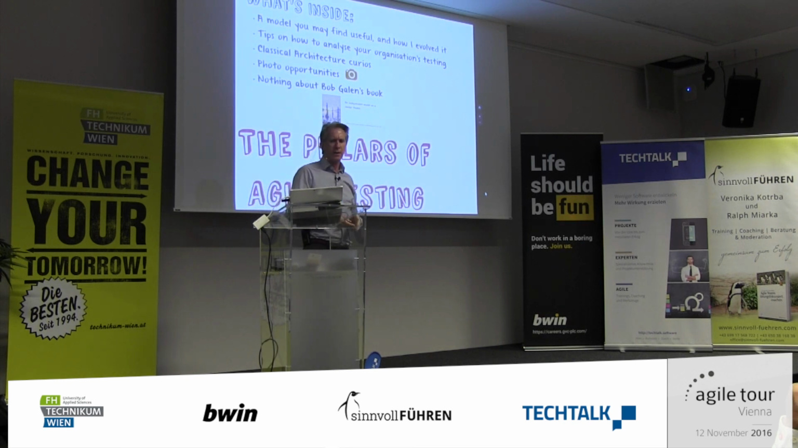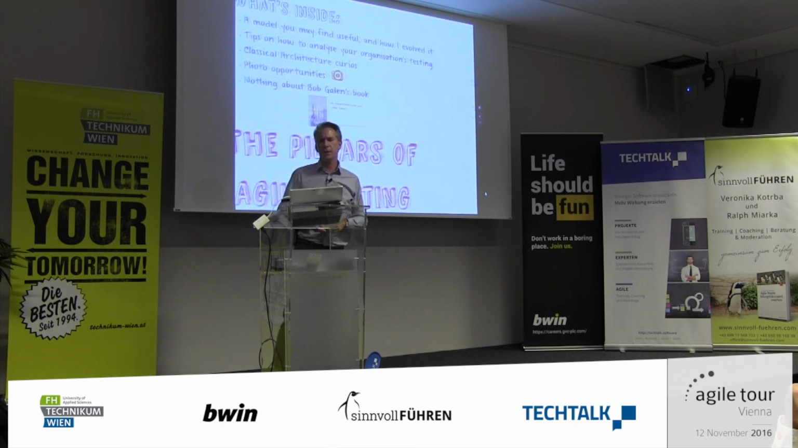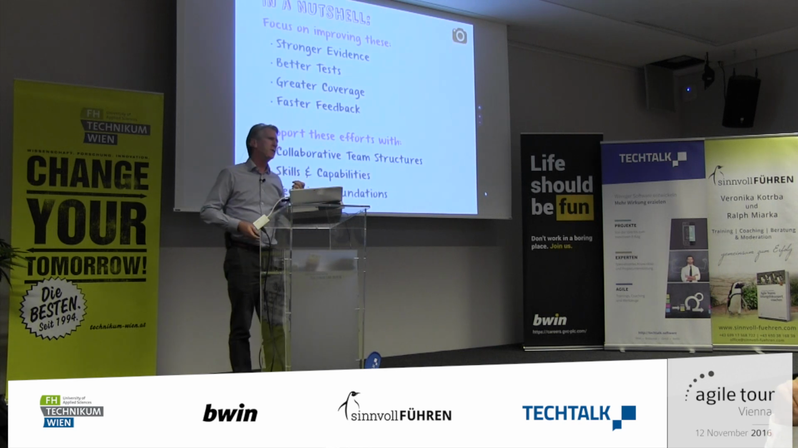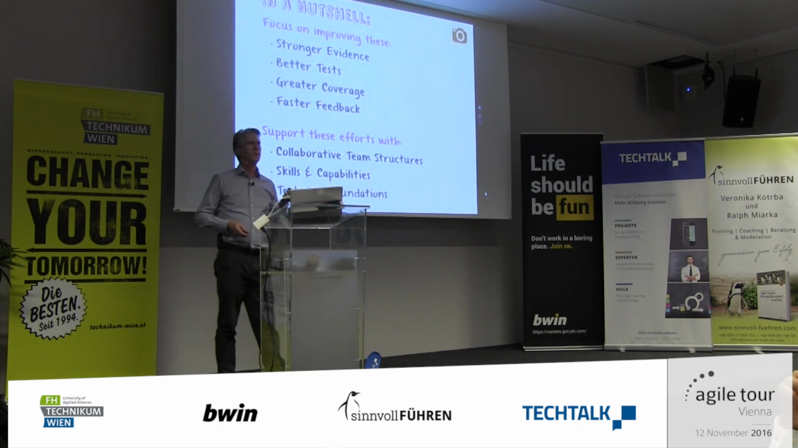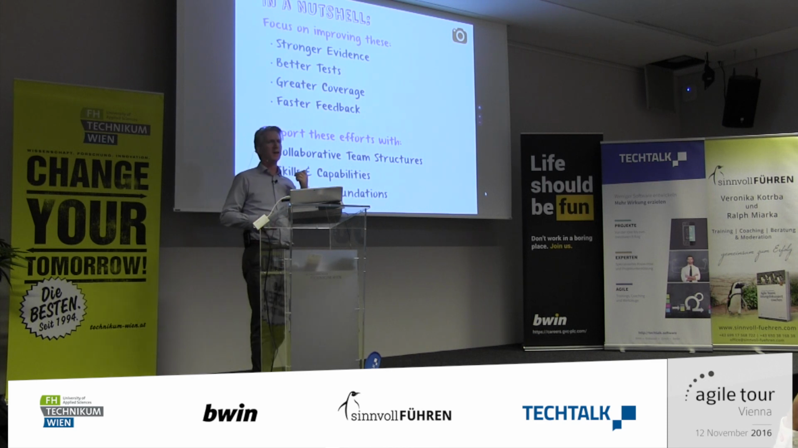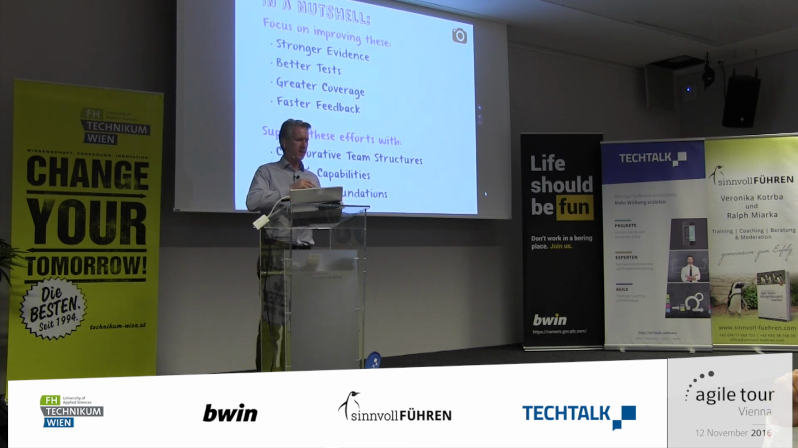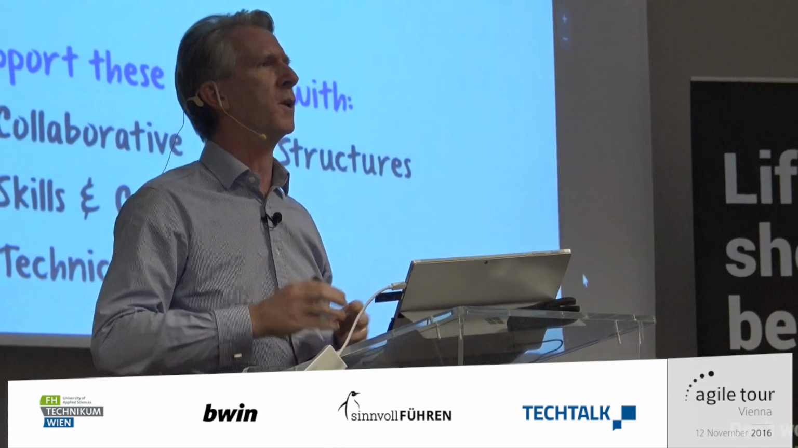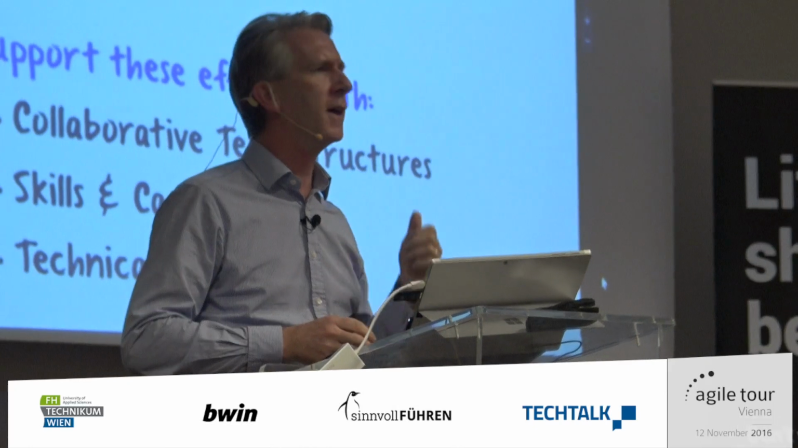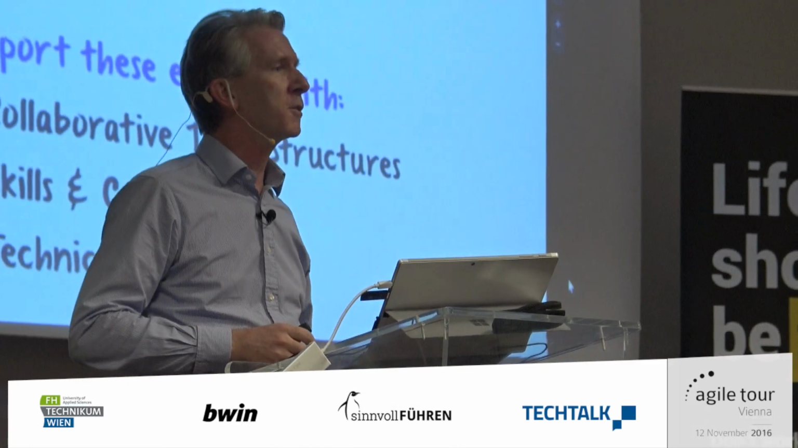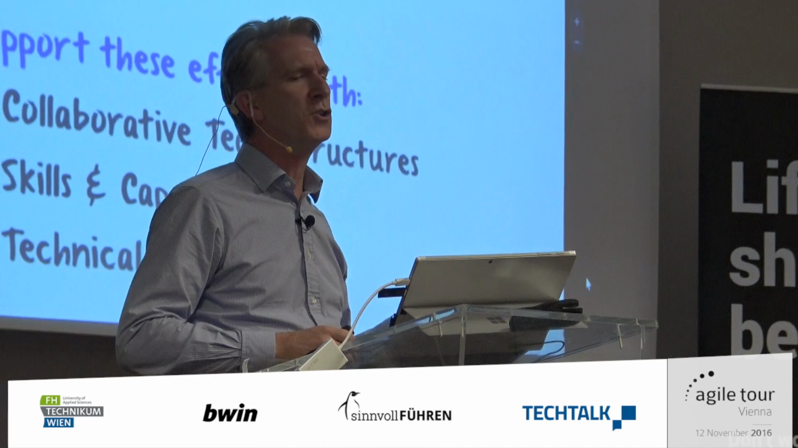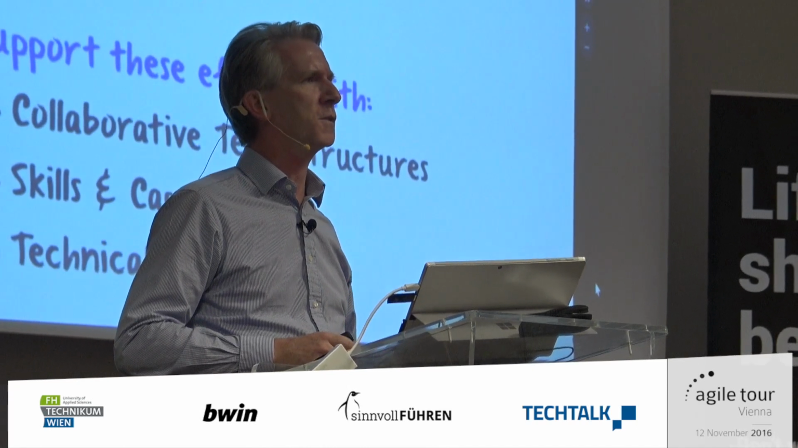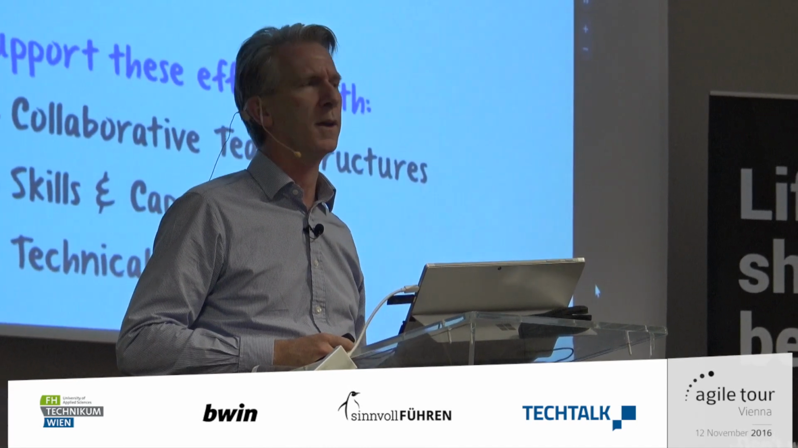Okay, so that's what's inside. Let's crack on. So here's the executive summary. If you remember nothing else, this is what this is about. To succeed with agile testing in your organization, there are 4 things that I think are important that you should be striving for. If you like, these are your Tom Gilb qualities, the things you need to improve. And they are providing stronger evidence, creating better tests, getting greater coverage, and providing faster feedback.